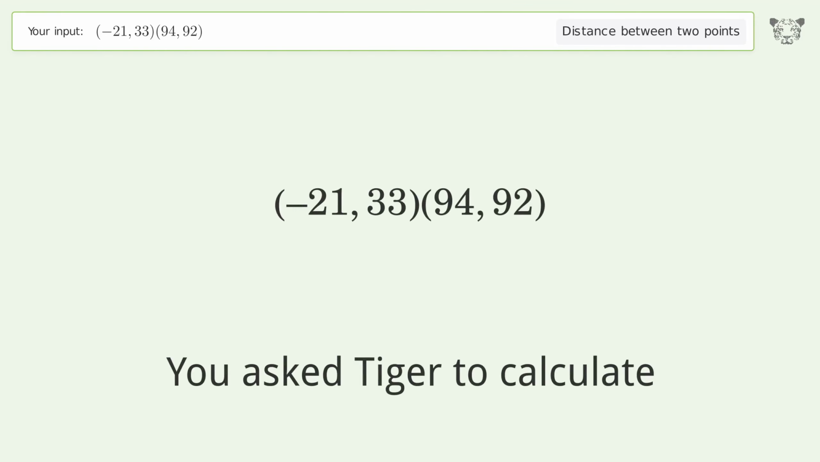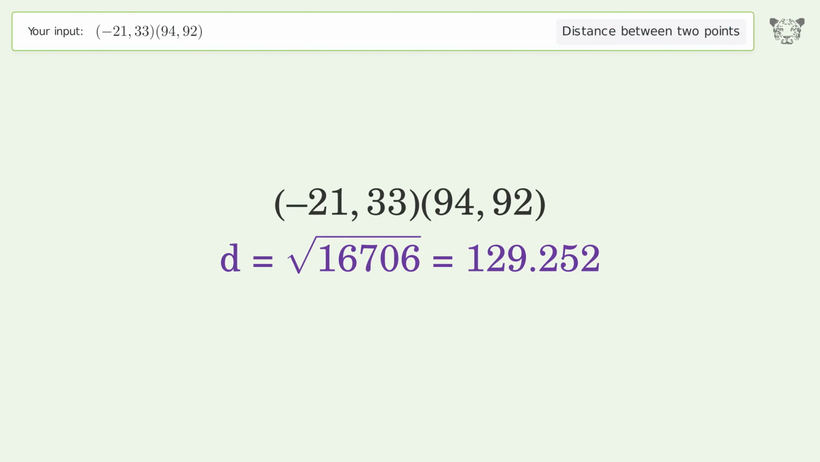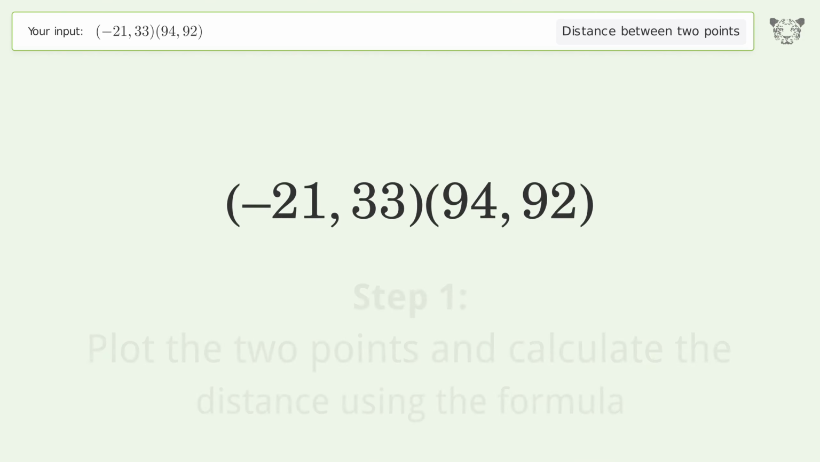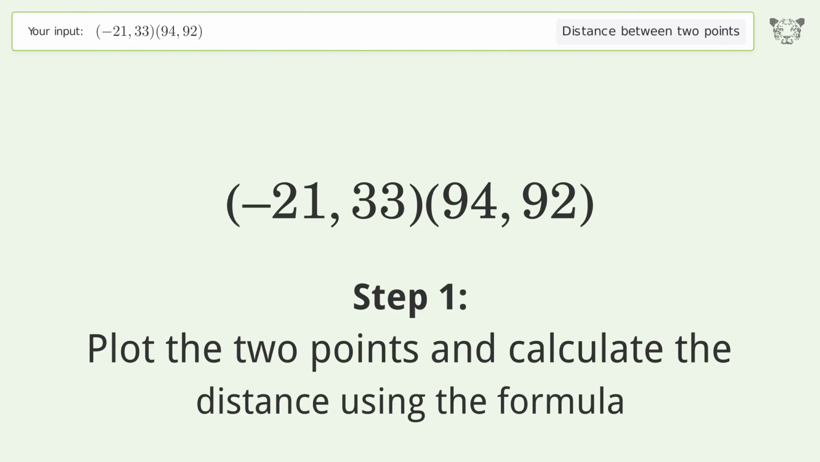You ask Tiger to calculate. This deals with the distance between 2 points. The distance between the 2 points is the square root of 16,706, or 129.252. Let's solve it step by step. Plot the 2 points and calculate the distance using the formula.